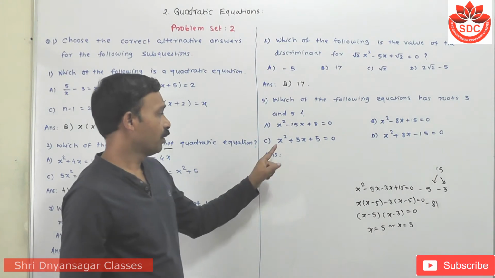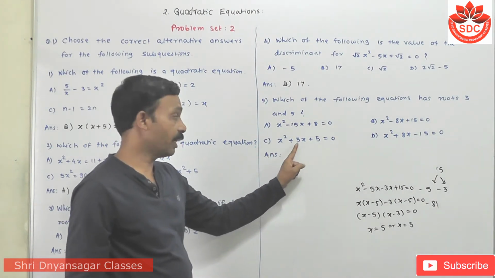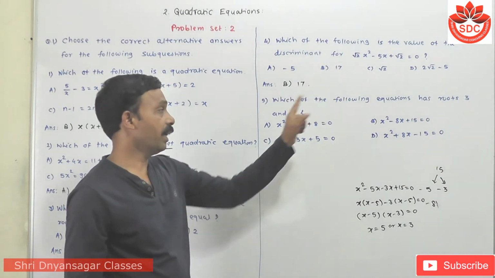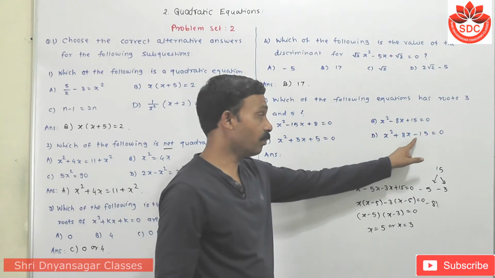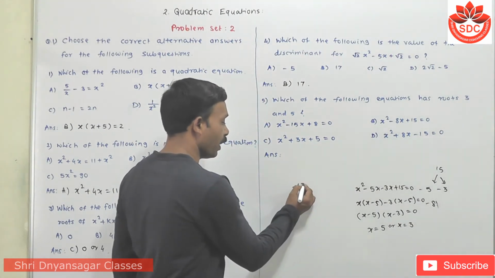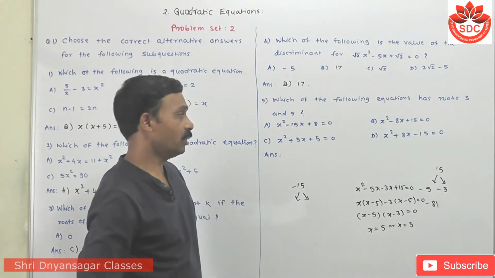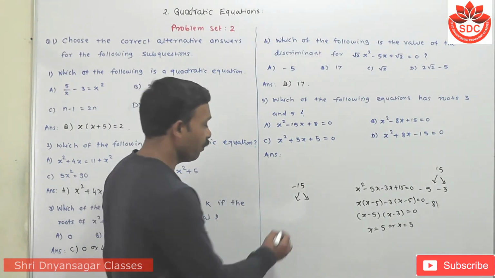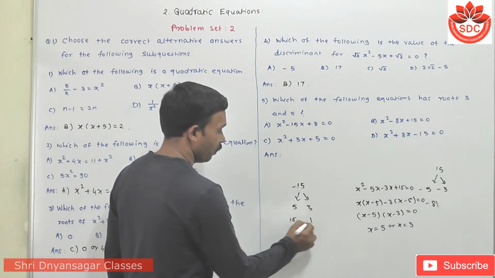Now look at option C. We cannot find factors of 5 whose addition is plus 3. So 3 and 5 are not roots of this equation either. Observe this also, minus 15. We have to find the factors of minus 15 whose addition is plus 8. Students, for this we take the values 5 into 3 or 15 into 1.